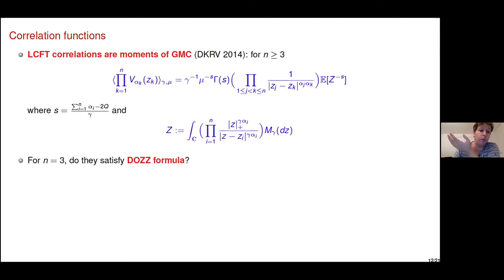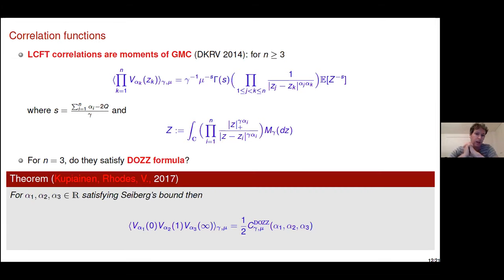And this formula is called the DOZZ formula, and I'm not going to give you this formula in this talk, but I think it's fair to say that it's a very complicated formula, which involves special functions from number theory. And I think it's a very beautiful formula, but it's a question of taste. And I actually put the formula in the last slide of this talk in case someone wants to see it.